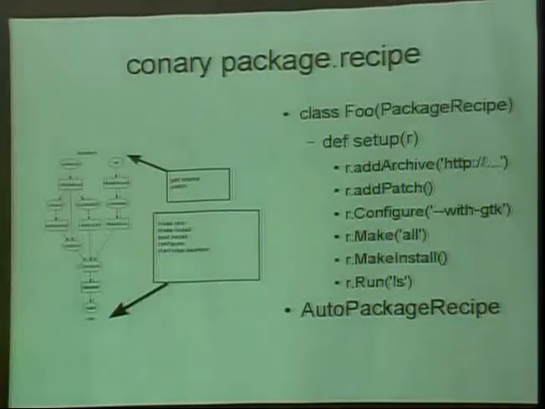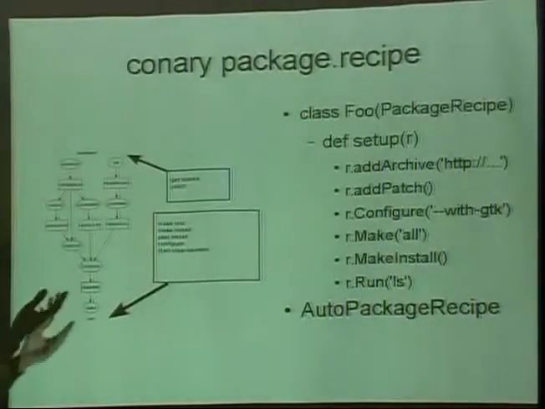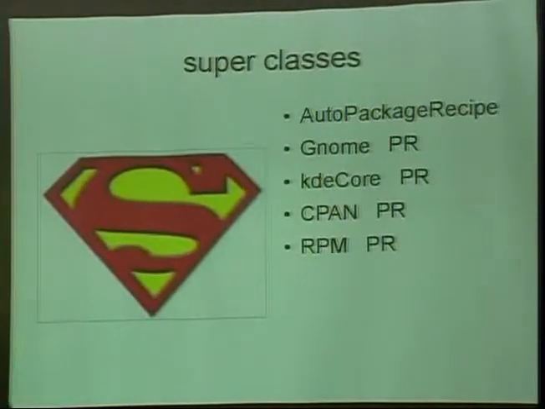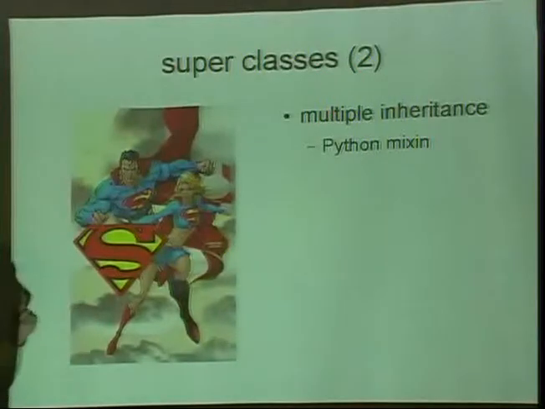Of course, you can be lazy and just inherit from AutoPackageRecipe if you're an autotools package, and then you'll just end up with a metadata, and the rest are taken care of for you. Well, you still have to do setup and archive because every package has different URLs, but that's pretty much it. So the super classes, there's AutoPackageRecipe, there's also GnomePackageRecipe, KDE, CPAN, RPM. And then this feels kind of like the Gentoo class. Well, how do you do inheritance? No problem. Multiple inheritance is just a Python mixin. So, works.